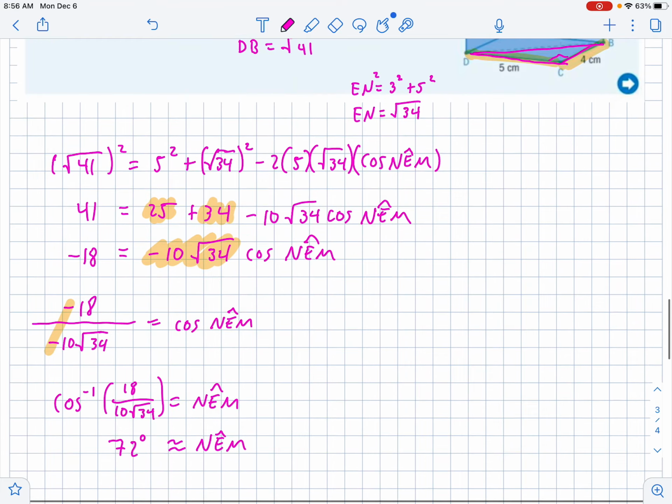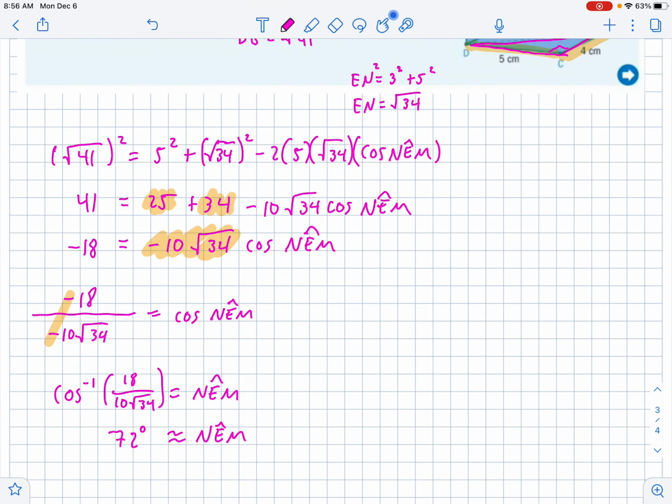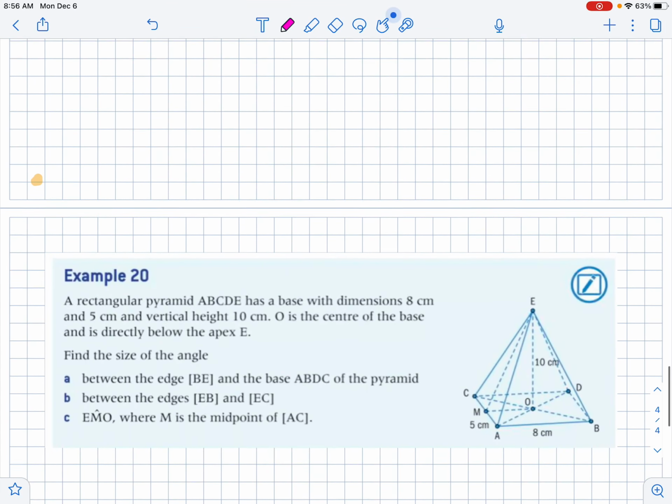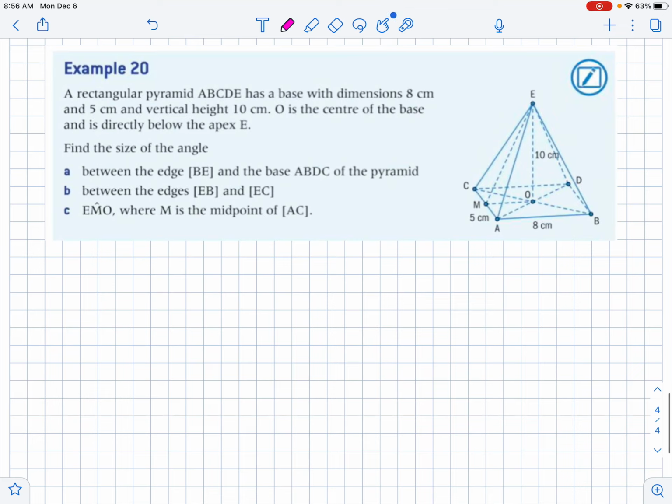All right, that's that whole problem. Last one: a rectangular pyramid has a base with dimensions 8 and 5 and a vertical height of 10. It's all in the diagram. That's nice that they're giving us a diagram. O is the center of the base and is directly below the apex E. Find the size of the angle.